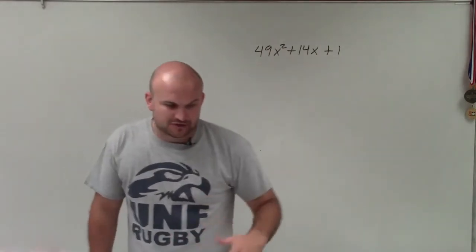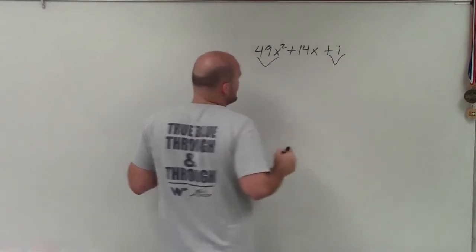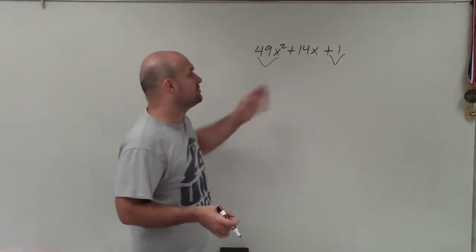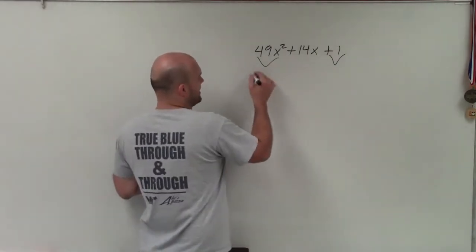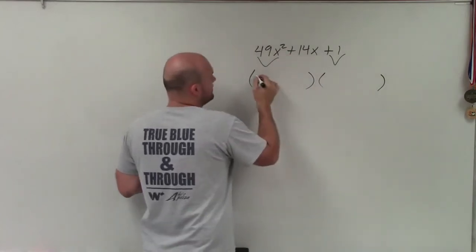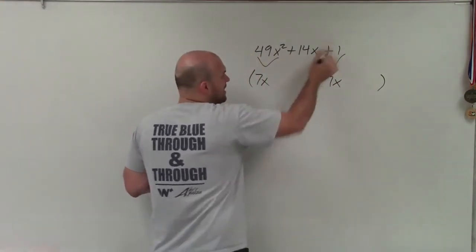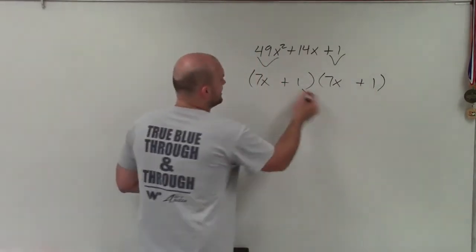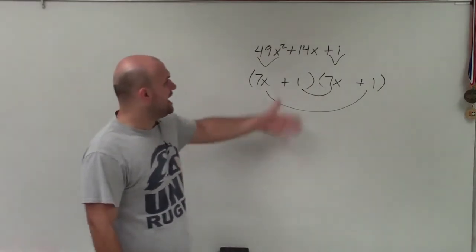But the next thing when factoring a trinomial, you always want to look at is my first and my last term. Are those square terms? And if they are square terms, does the sum of those terms give you 14x? So let's take a look at it. If I'm going to write my two factors here, I would have 7x and 7x. I'm assuming these are going to be squares. And then this would be positive 1 times positive 1. Now, when I multiply here, does 1 times 7x and 7x times 1 add up to give me 14x?